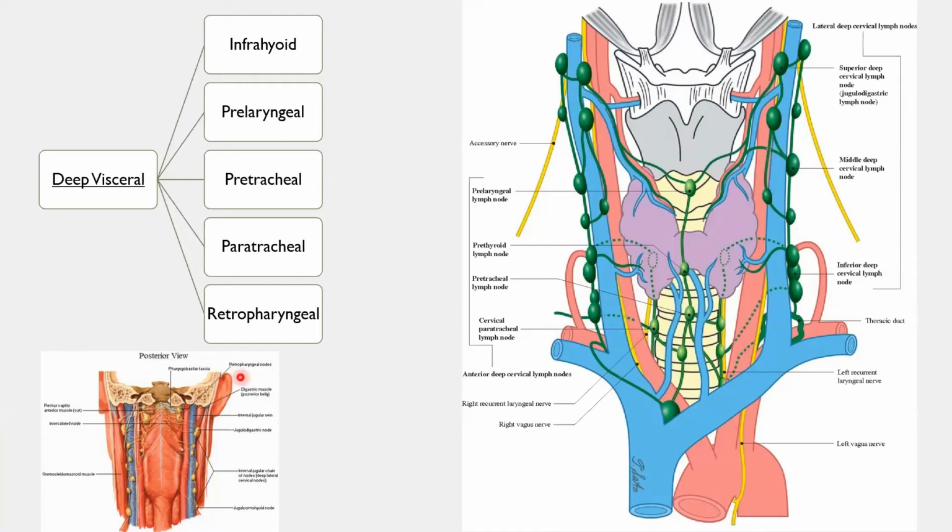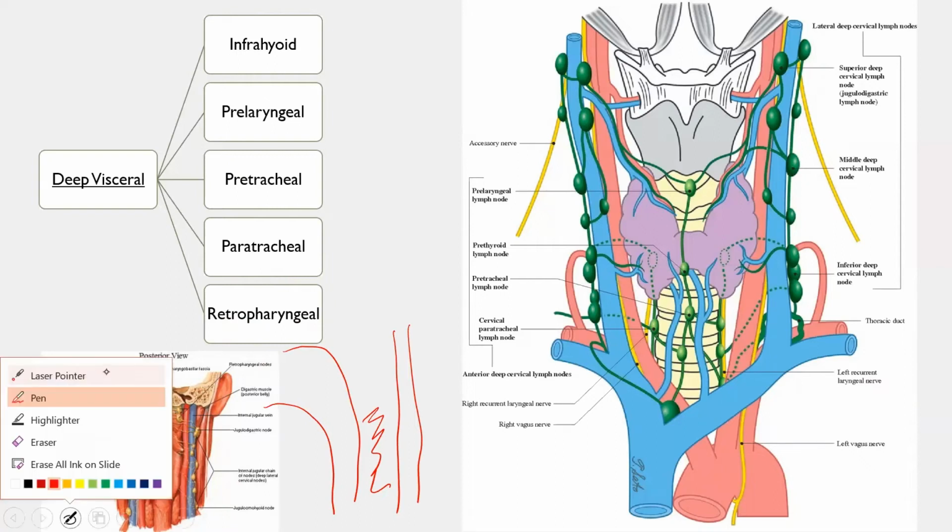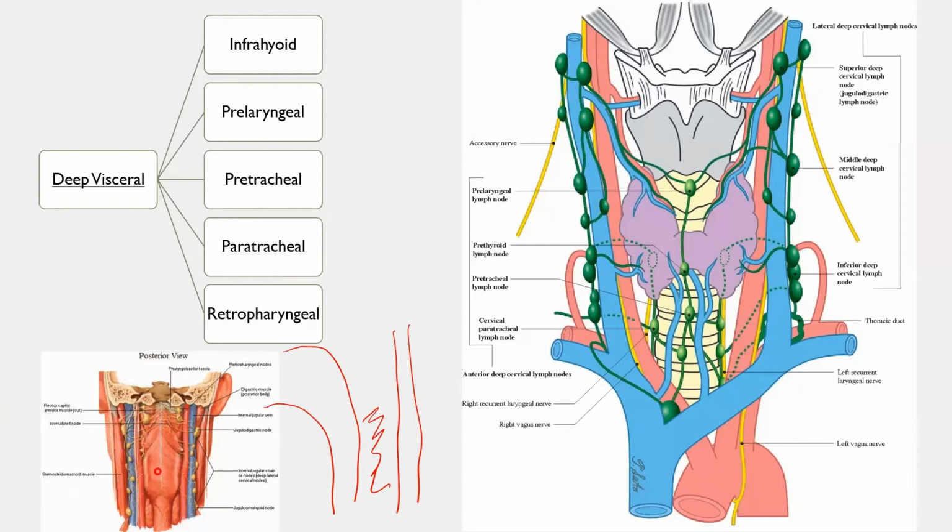Then behind the pharynx, you have the retropharyngeal lymph nodes. So if you have the pharynx like this, you have the vertebral canal like this. In this region, you have the retropharyngeal lymph nodes. Right? So this is the posterior aspect of the pharynx shown here. So behind the pharynx, you have the retropharyngeal lymph nodes.